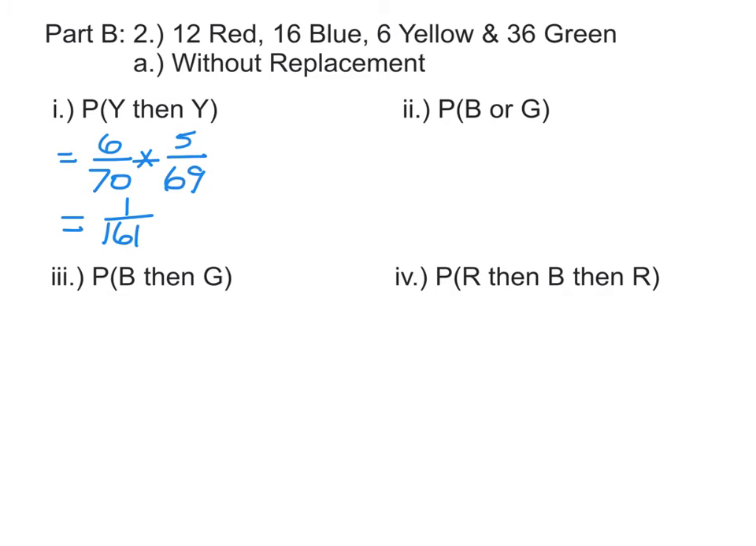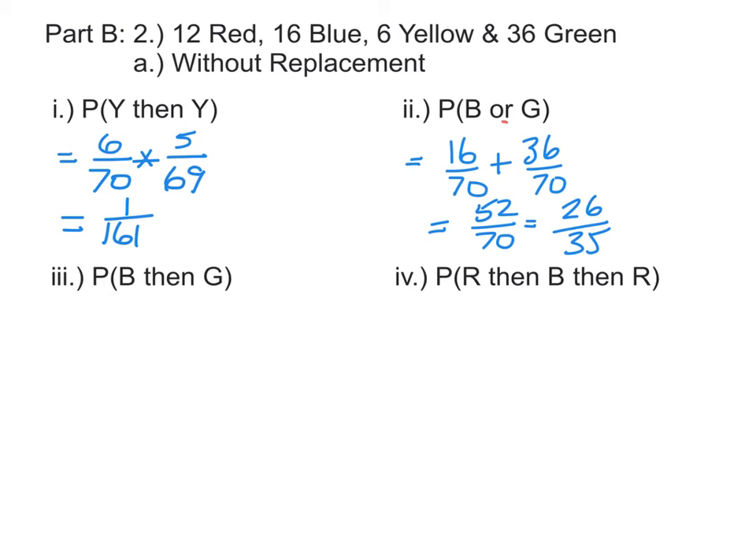In the next one, we need to find the probability of getting a blue or a green. Now, I did kind of slide this one in here. We have an or. That means we're actually only going to take one marble out, and we want to see if it's going to be blue or green. So, probability of a blue is 16 out of 70. The probability of getting a green is 36 out of 70. Or is going to mean we add these two together instead of multiplying them. That'll make 52 out of 70, which is 26 out of 35.